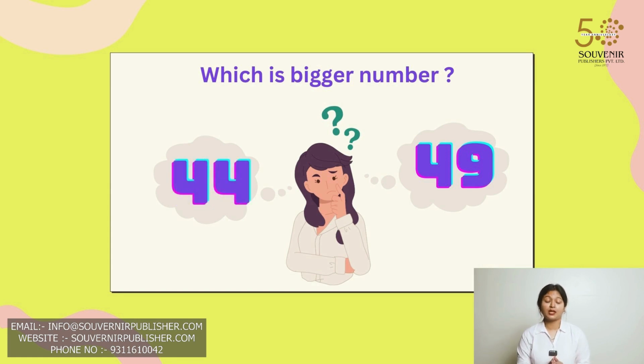Now let's compare 44 with 49. On the tens place we have 4 in both the numbers. We are going to compare the ones. We have 4 in one number and 9 in the other. Which one will be greater? 9. So 49 will be the bigger number.